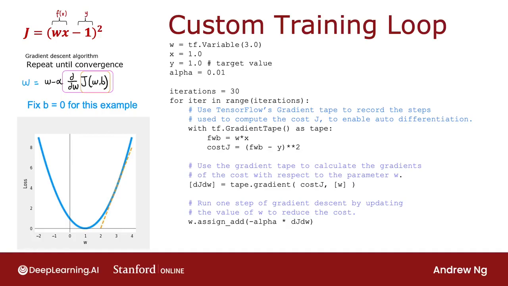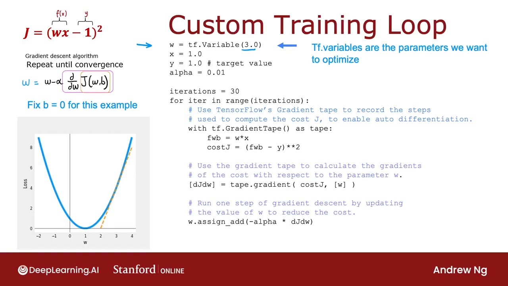I'll give you a high-level overview of what this code does. w equals tf.Variable(3.0) takes the parameter w and initializes it to the value of 3. Telling TensorFlow that w is a variable is how we tell it that w is a parameter that we want to optimize. I'm going to set x equals 1, y equals 1, and the learning rate alpha to be equal to 0.01. And let's run gradient descent for 30 iterations. So in this code, we'll do for iter in range(iterations), so for 30 iterations.